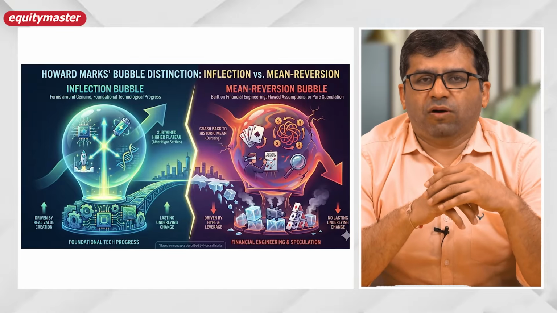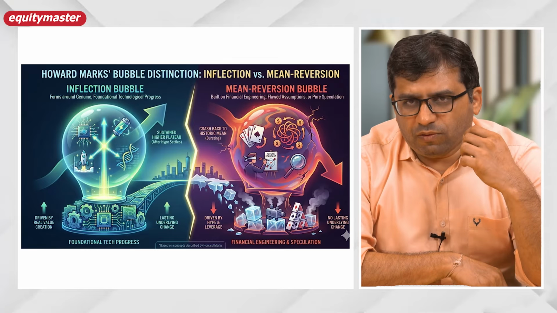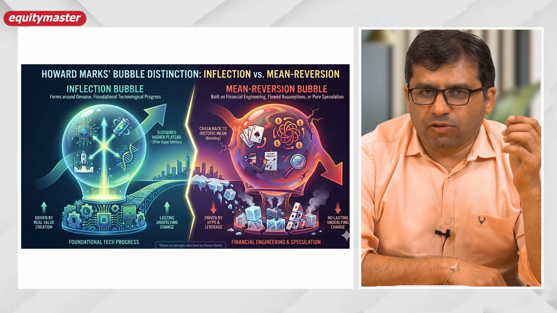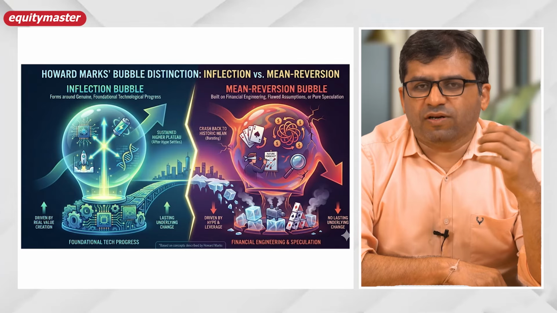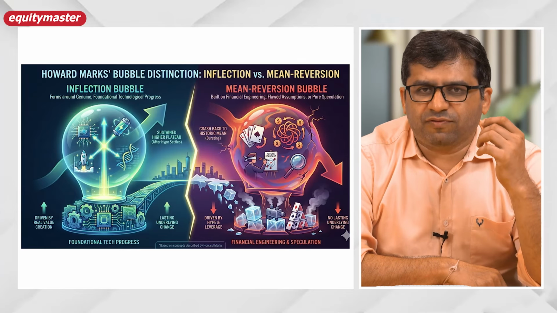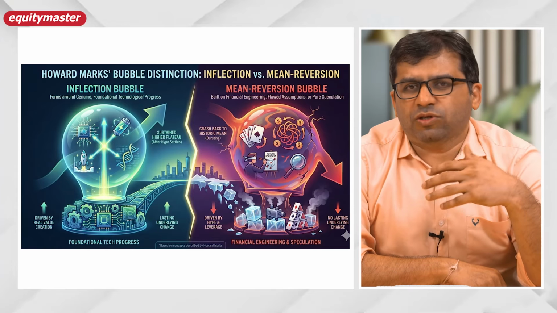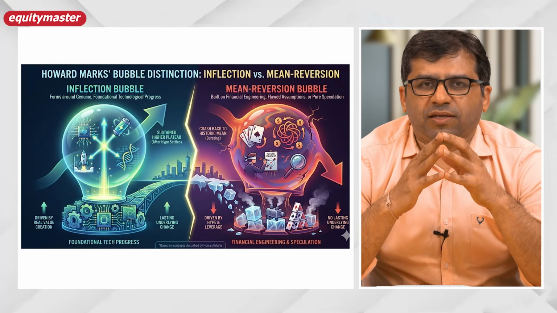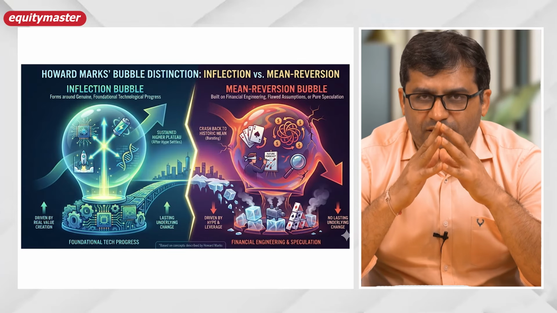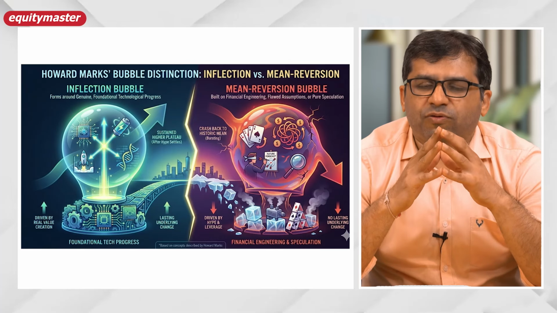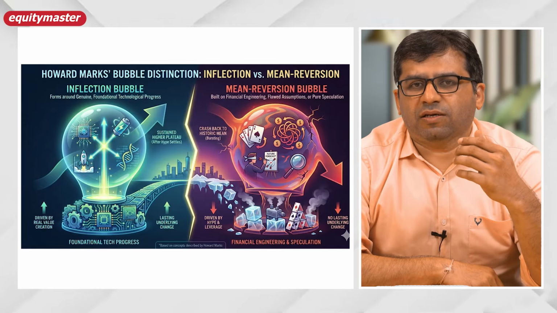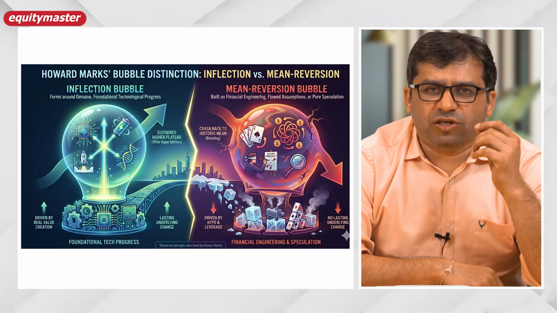An inflection bubble forms around something that is genuinely, foundationally transformative. The classic examples: the railroad mania of the 1800s and the dot-com boom of the 1990s. In these cases, yes, you get insane investor frenzy. Capital floods in, valuations go to the moon, and a ton of money gets incinerated in failed ventures. But the world does not snap back to how it was before. The core technology, railroads, the internet, proves to be real and world changing.